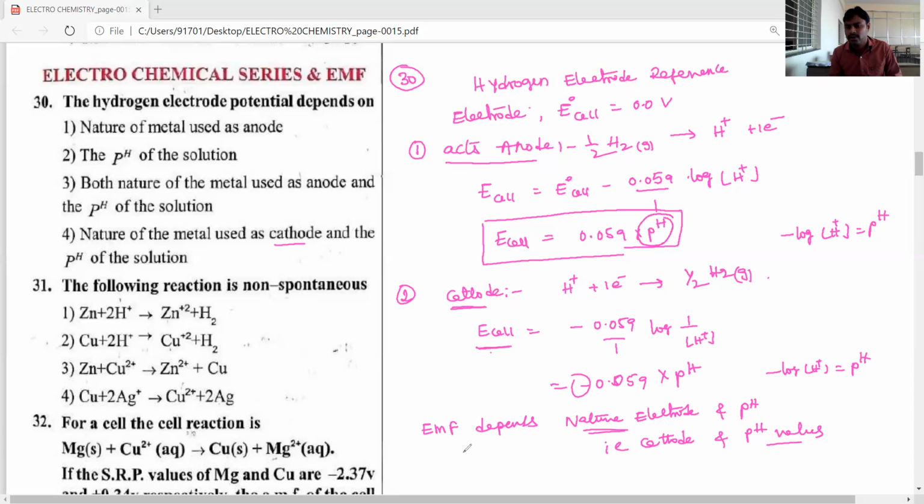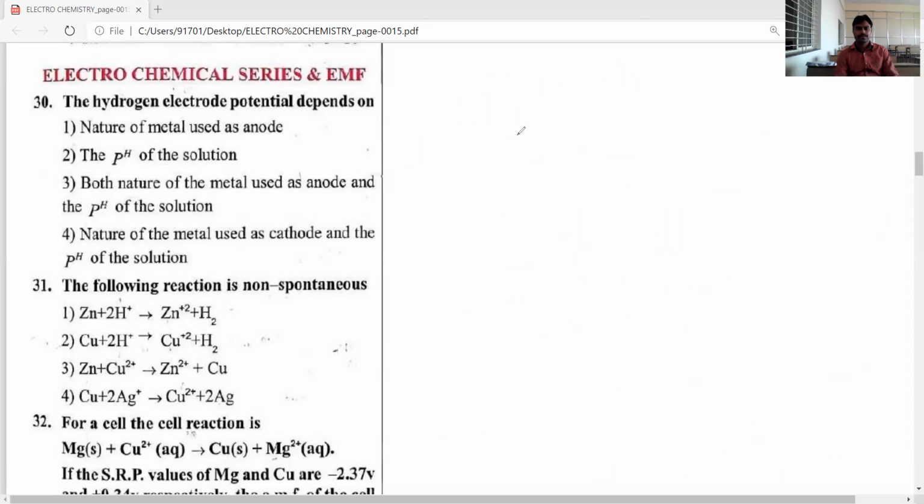The resultant EMF of the cell depends on the nature of cathode and pH value, because if it acts as an anode, the electromotive force of the cell is positive. If it came positive, okay, 0.059 into pH. So however it depends on pH, and when it becomes a positive value it comes. So the resultant EMF of the cell is equal to the standard reduction potential of cathode minus the standard reduction potential of anode. So the EMF of the cell depends on the nature of metal used as cathode and the pH of the solution. So the answer is both options are correct.